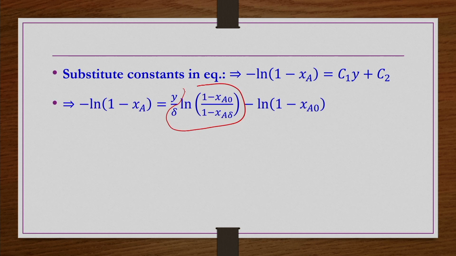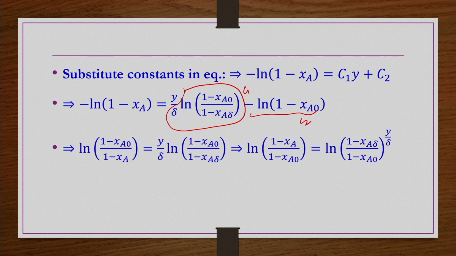This term is C1 and this term is C2, right. Then if you further simplify, we take this minus ln(1 - XA0) to the left-hand side, so that we can write ln[(1 - XA0)/(1 - XA)] equals (y/δ) ln[(1 - XA0)/(1 - XAδ)]. So this is the final concentration profile.